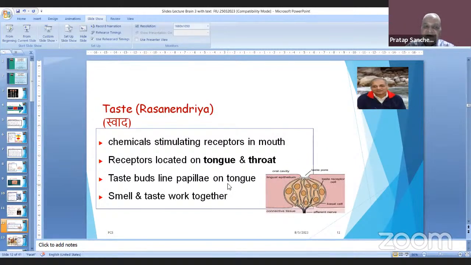The next important one is taste, or rasa indriya. Perhaps philosophy is more interested in knowing the swad, what is its role in the emotions and in the karmas. It is a chemical stimulus. Earlier we were talking that they are not all chemicals, but swad, unless it touches the touch receptors in the mouth, back, or throat, the taste buds are papillae on the tongue. It is supplemented by sensations from the smell. The smell and the taste work together.